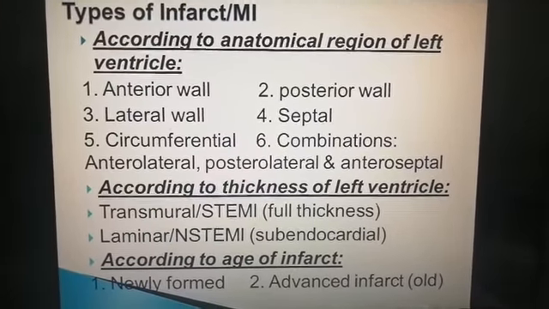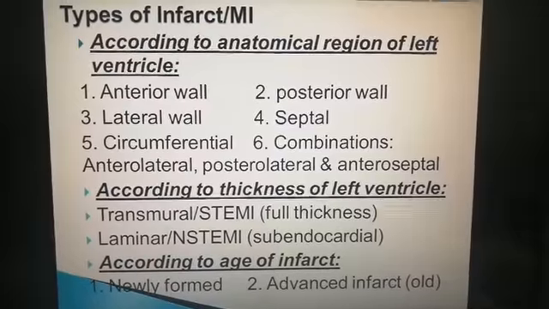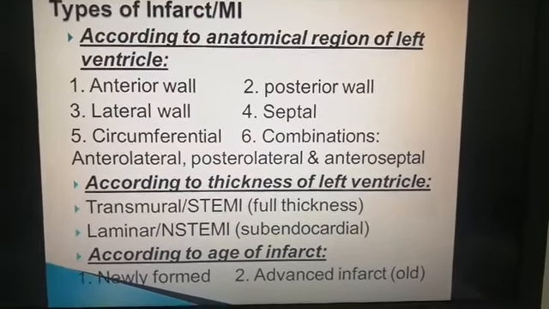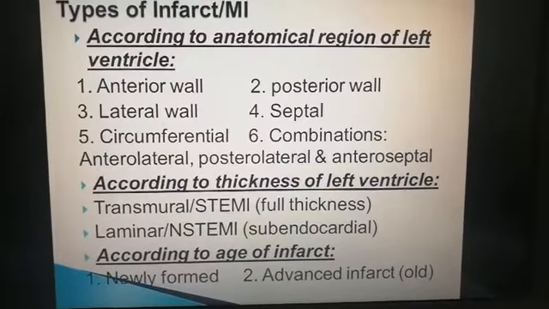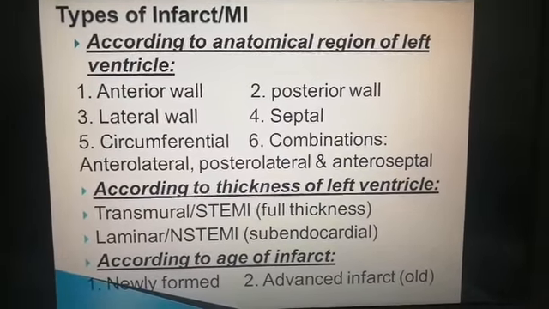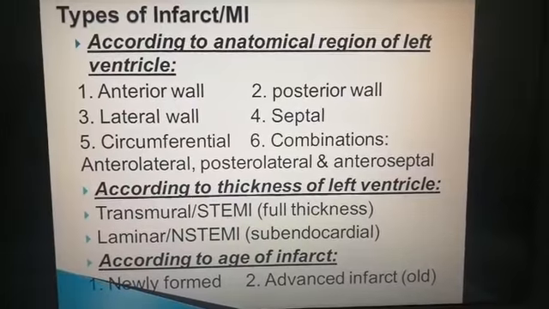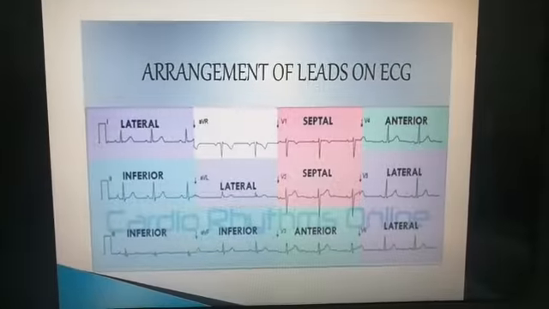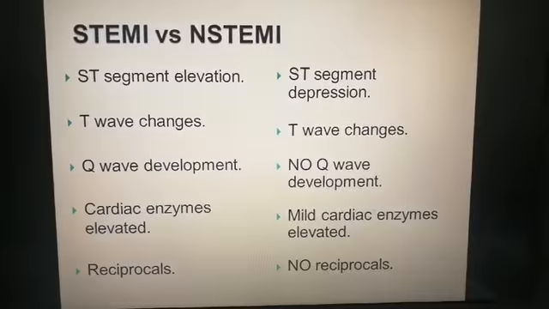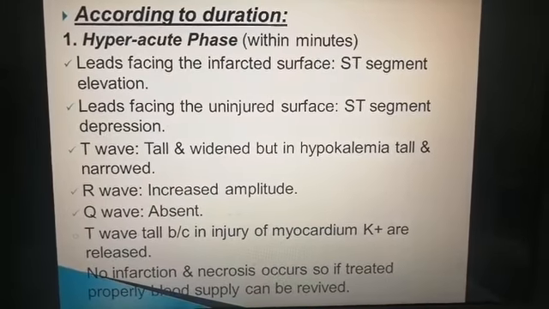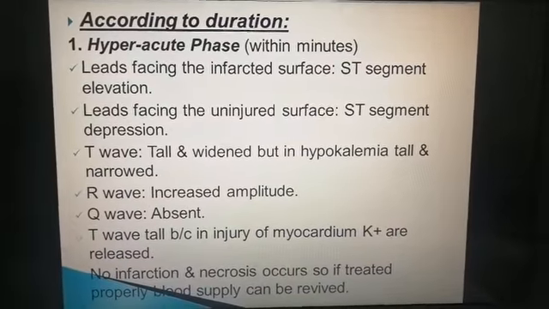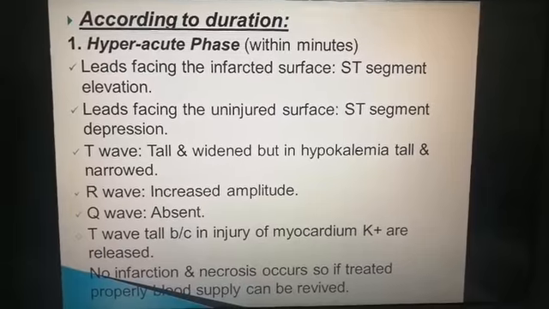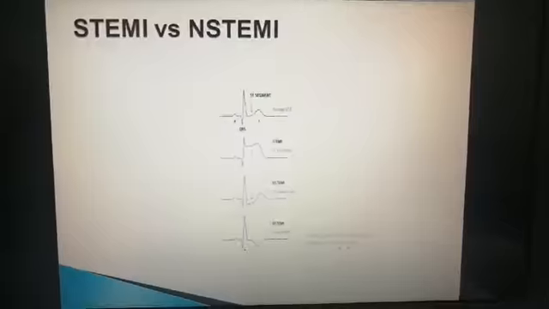Third, according to the age of the infarct: newly formed, and advanced infarct, that is old infarct. We will discuss the first point, the anatomical region of the left ventricle, in detail, and the second also in detail. And there is also the fourth classification, that is according to the duration of the infarct. So we will discuss all these 4 types.